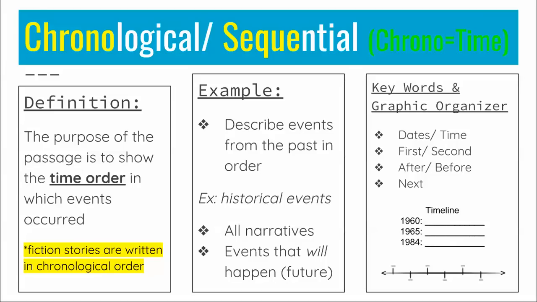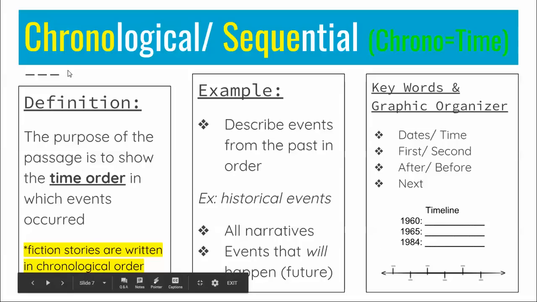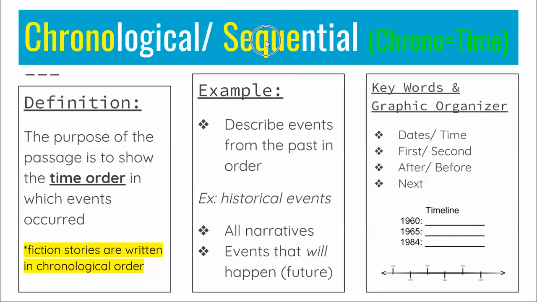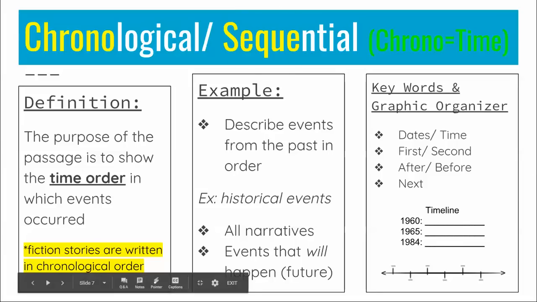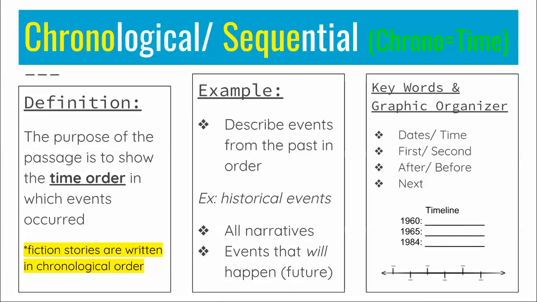Our third internal organizational structure is called chronological or sequential. There are two fairly important roots here: chrono meaning time, and sequa meaning order. So this is order, time order. The definition, the purpose of the passage, is to show the time order in which events have occurred.